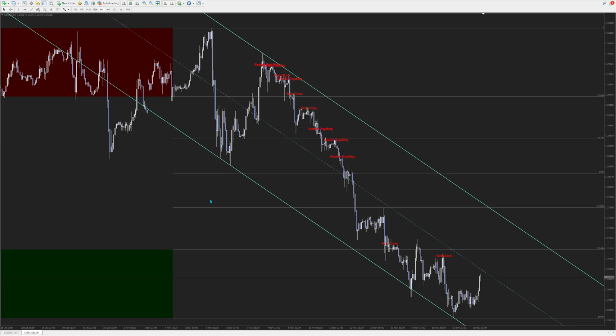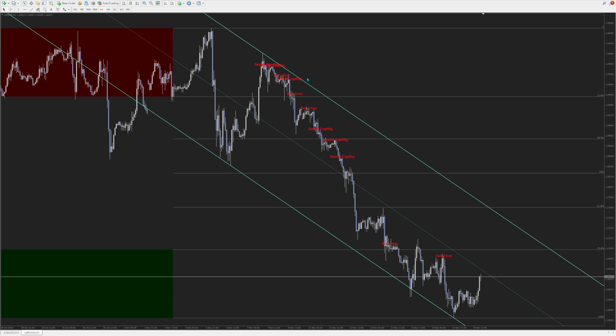So I'm just going to break this trading strategy down into the various aspects of the template. This red zone here is what we look at as a sell zone, and the green zone here is what we look at as the buy zone. So we're looking to sell high and buy low. We don't want to do the opposite. You certainly don't want to buy at the top and you don't want to sell at the low.